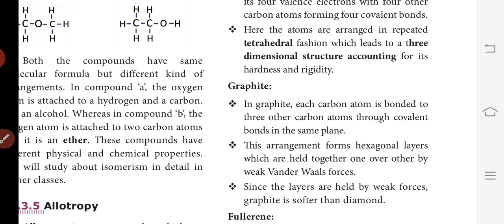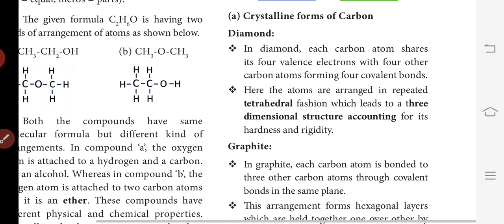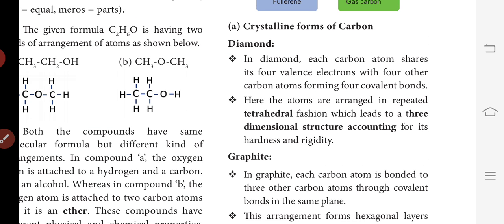Now we will see a brief discussion about the structure of the diamond. In diamond, each carbon atom shares its 4 valence electrons with 4 other carbon atoms, forming 4 covalent bonds. Second, it is repeatedly tetrahedral. Tetra means 4. This leads to a 3-dimensional structure accounting for its hardness and rigidity.